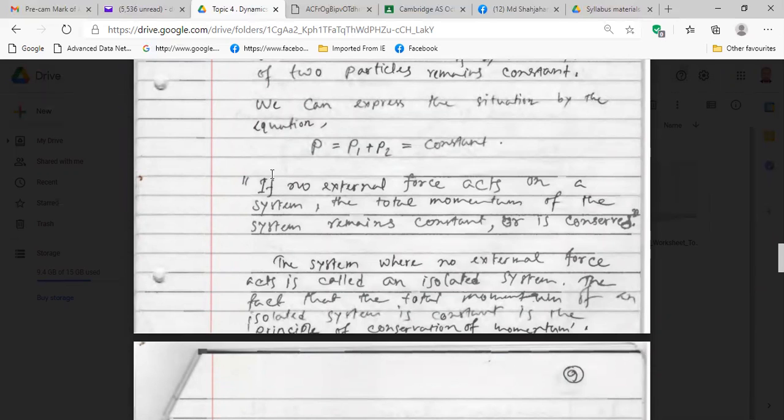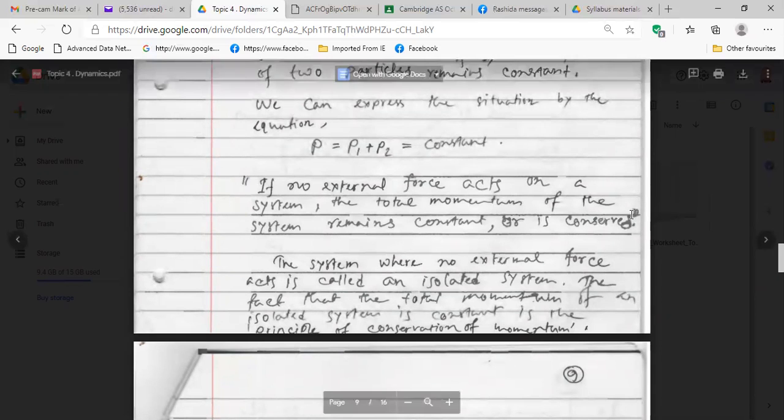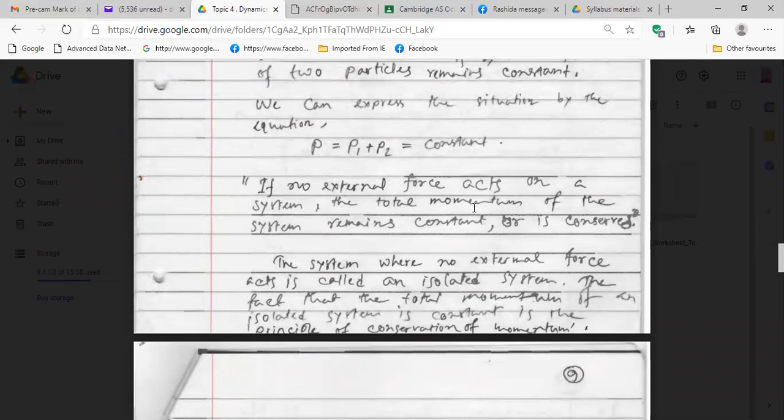Sir, when will you take the test? So write the statement, then we will say what we'll do later. Okay, write this statement, please: if no external force acts, on the system, the total momentum remains constant. Please write it.